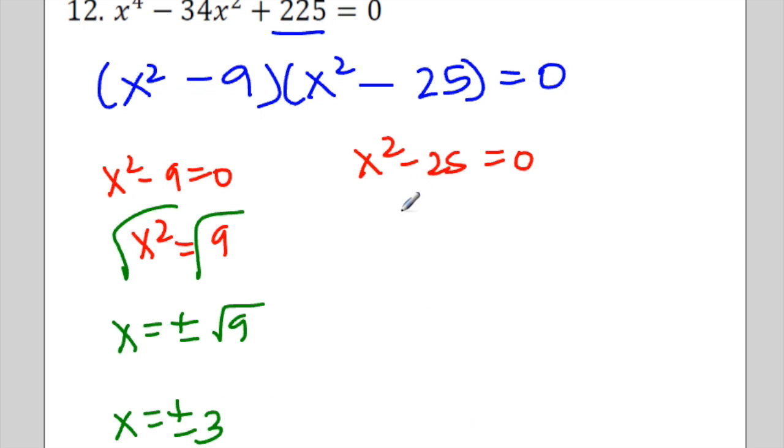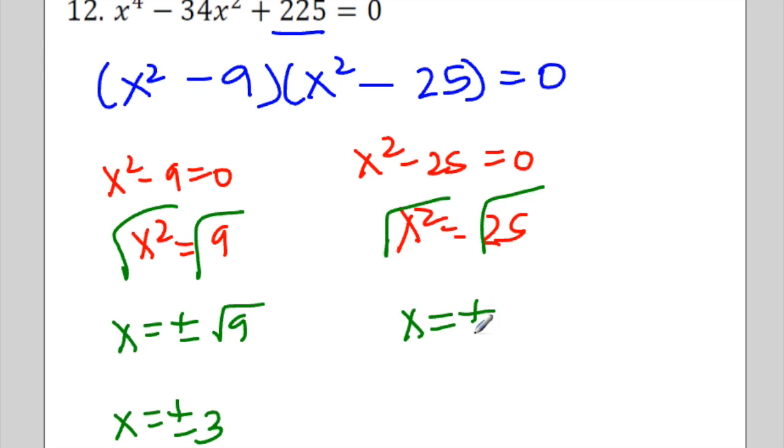Same thing happens here. I would have x squared is equal to 25. Then I would take the square root. When you take the square root, you get two answers, plus or minus the square root. So x is equal to positive or negative 5.